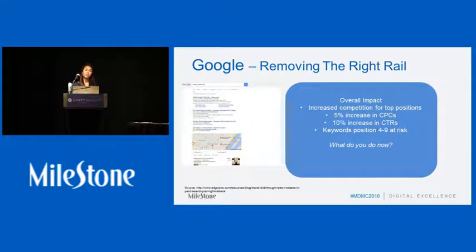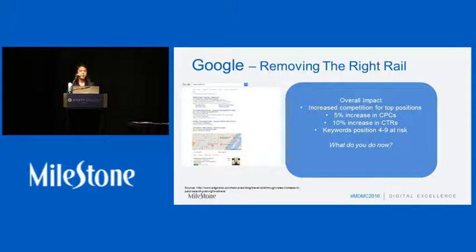The next is Google's removal of the right-hand rail ad. We saw this happen a few months ago, and we've seen the overall impact. We've seen cost per clicks increase, I would say a minimum of 5%, and upwards of 25 to 30% in terms of the overall cost. We've also seen an increase in overall cost per click.